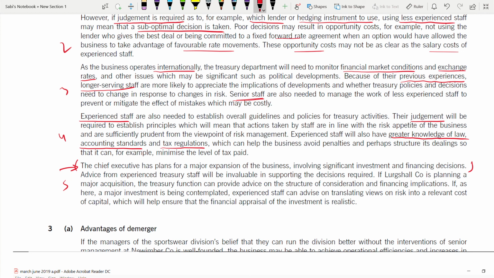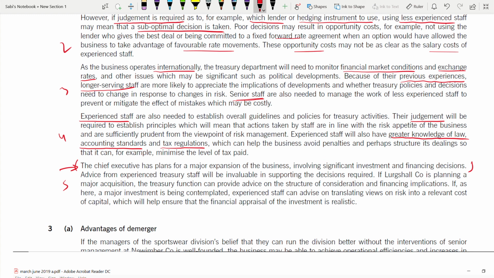So advice from experienced treasury staff will be invaluable in supporting the decision required. If Lakshya is planning a major acquisition, the treasury function can provide advice on the structure of consideration and financing implications. If, as here, a major investment is being contemplated, experienced staff can advise on translating views on risk into a relevant cost of capital, which will help ensure that the financial appraisal of the investment is realistic.